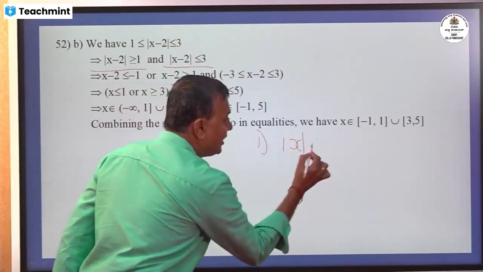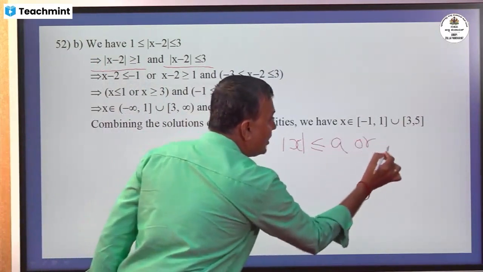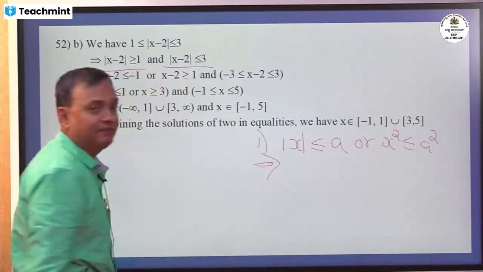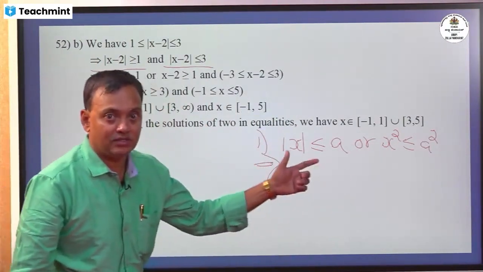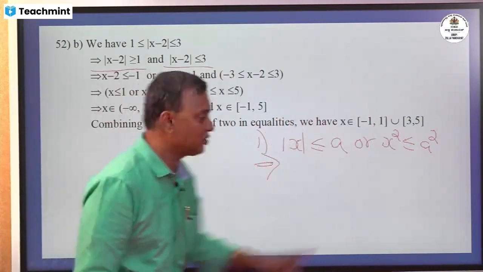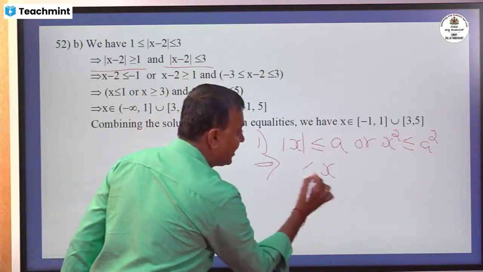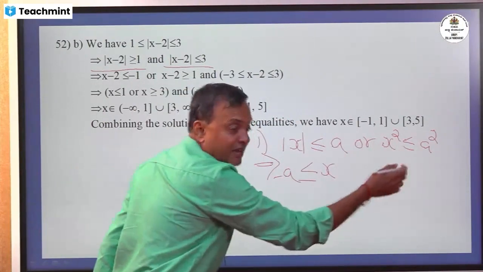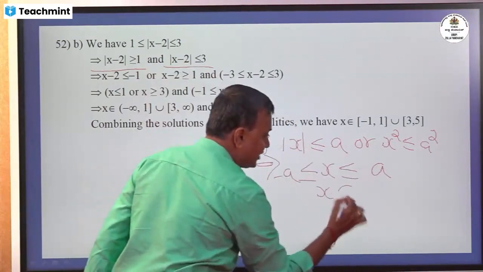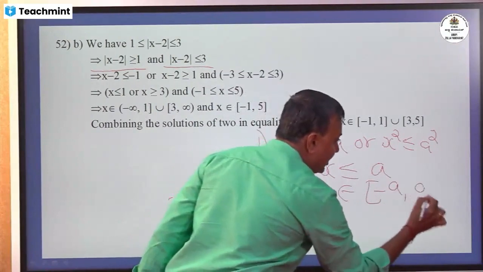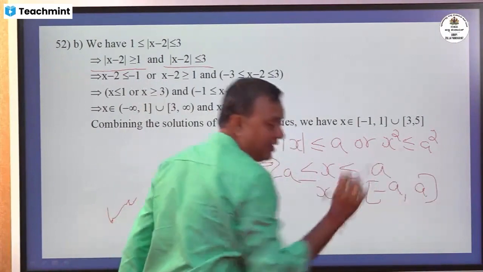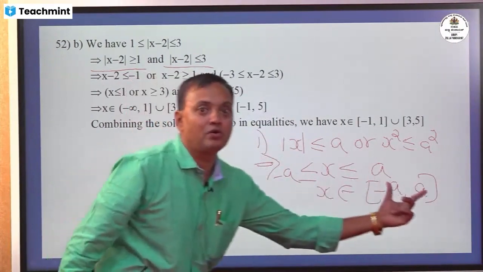Modulus of x less than or equal to a, or x square is less than or equal to a square. This implies, for inequality, here are two important results. Modulus of x less than or equal to a, or x square is less than or equal to a square, implies x is greater than or equal to minus a and less than or equal to a. That means x belongs to the closed interval minus a to a. If strict inequality is there, you have to take an open interval. This is a slack inequality, so you have to take a closed interval.